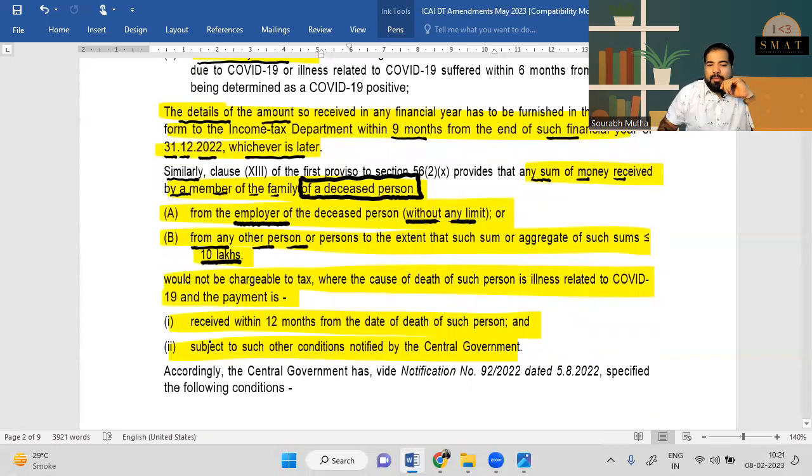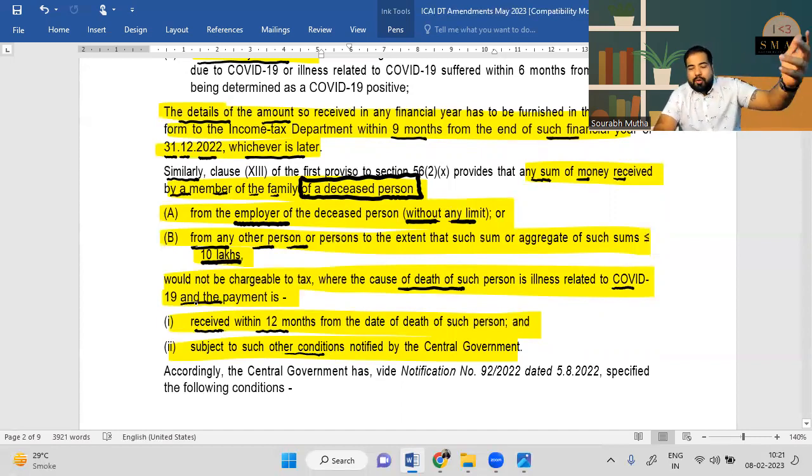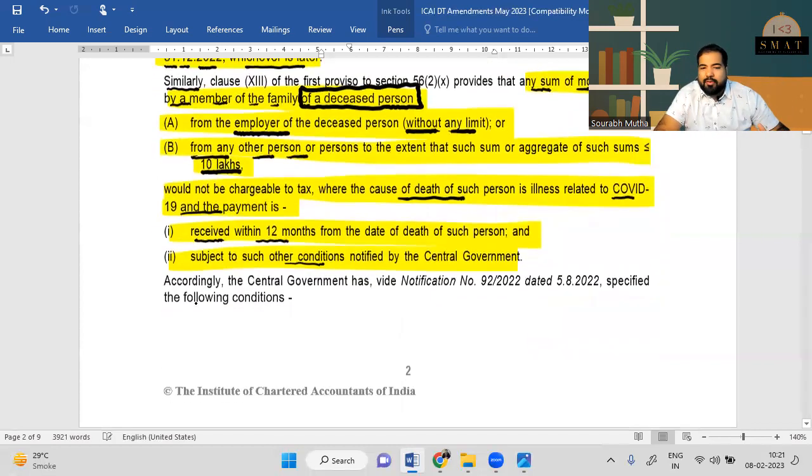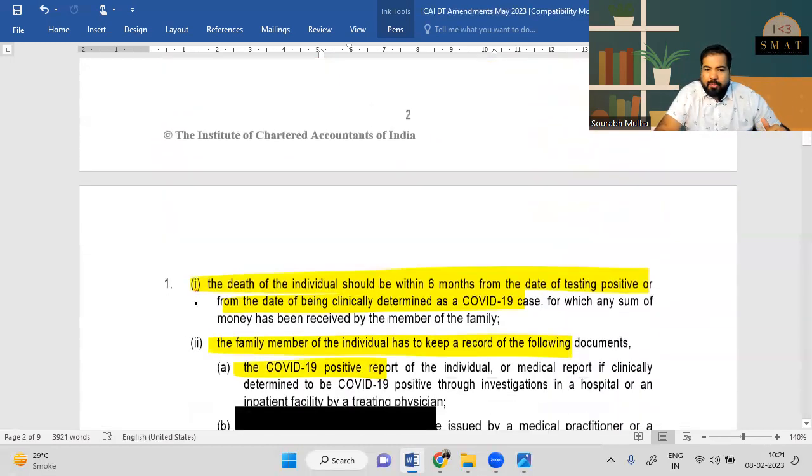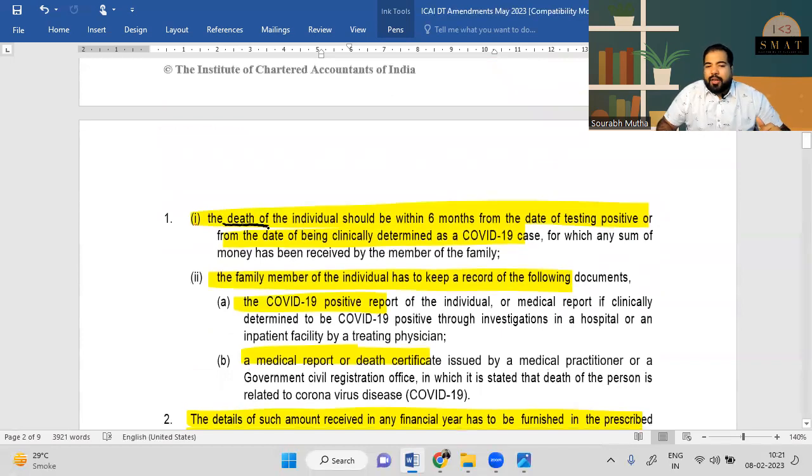But guys, this money has to be received within 12 months. And there are some other conditions. And the cause of death should be COVID. So the money should not be received after 3-4 years. You cannot say there is COVID money. It has to be received within 12 months from the death of the person. Also, guys, the death of the individual should be within 6 months from the date of testing positive. It should not be an after effect of COVID. It should be because of COVID in 6 months.